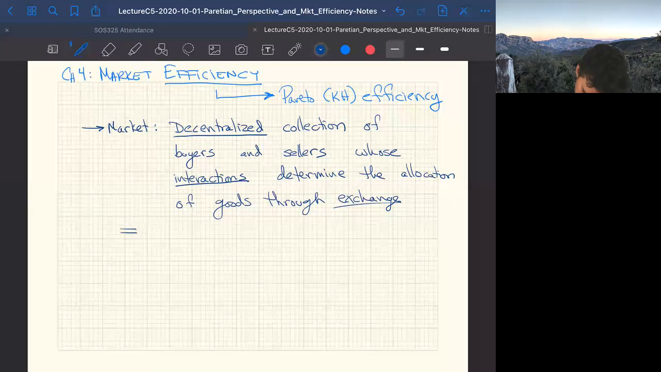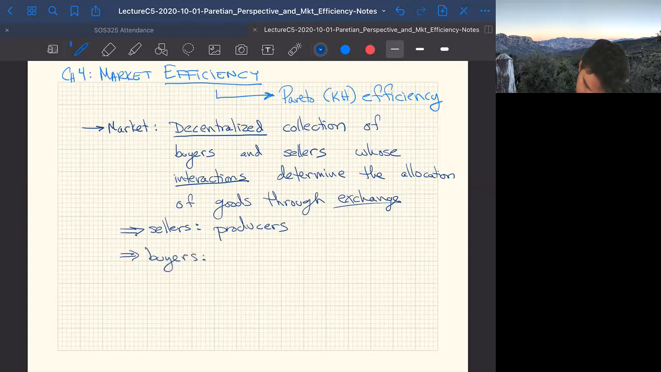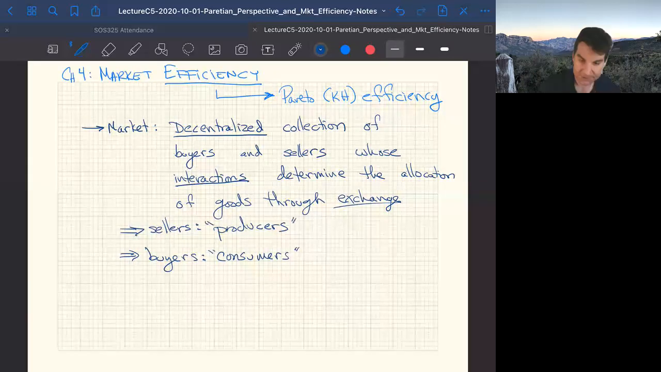And so again, we're going to refer to our sellers as producers, and we've got our buyers as consumers. Those are just the words that are common for us to use.